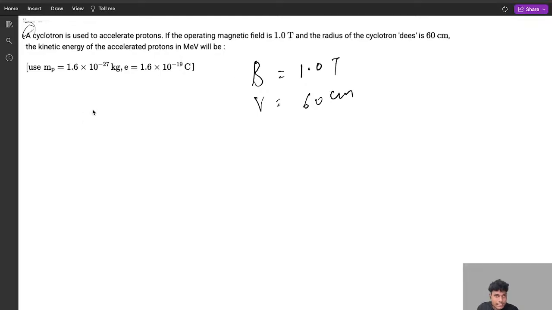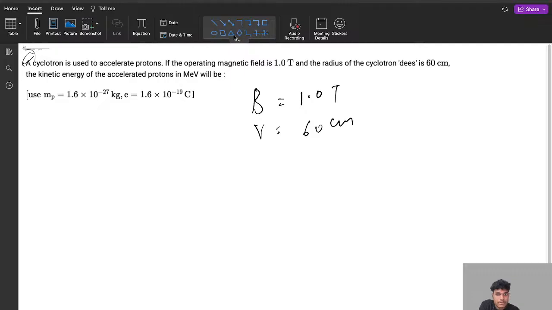देखो साइक्लोट्रॉन होता क्या बेसिकली, ऐसे दो डिस्क रहती हैं, हाफ डिस्क रहती हैं. Okay, if I show you what a cyclotron really looks like.